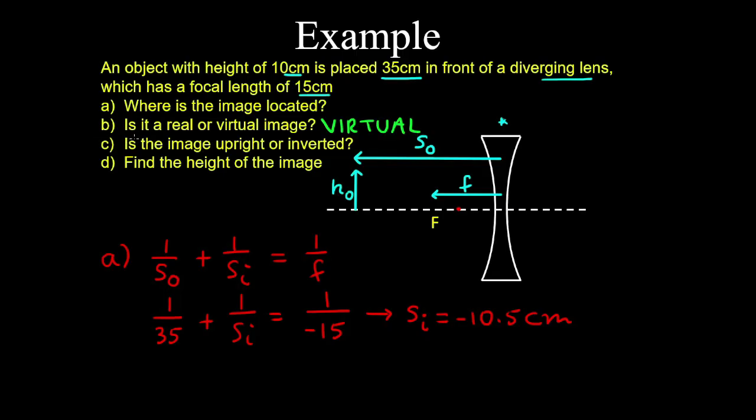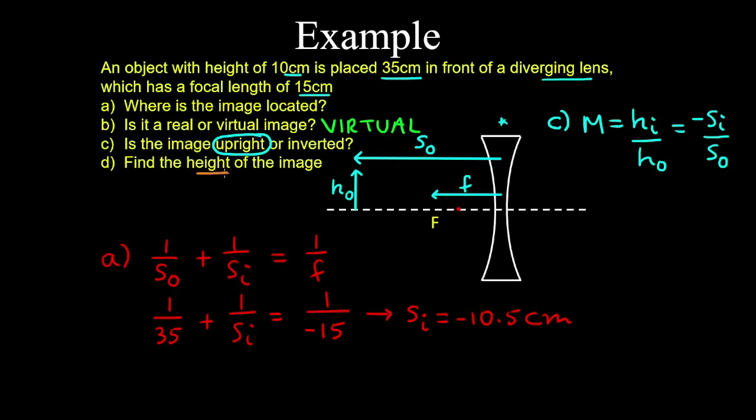And now let's determine if the image is upright or inverted. So to do that, we use the magnification equation, which is a ratio of the height of the image to the height of the object, being equal to minus the distance to the image on the distance to the object. So because SI is negative, then this ratio is positive, and therefore the image is upright.